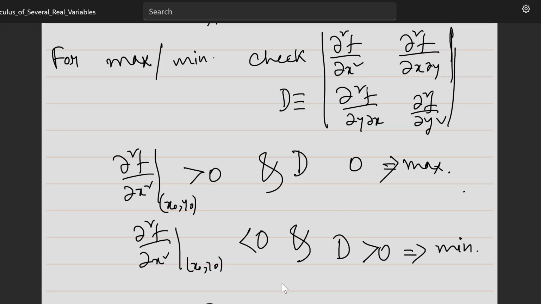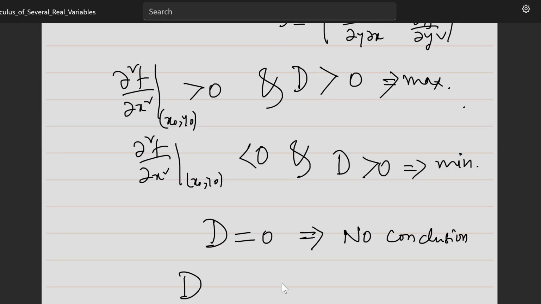Sorry, please check this. Both are positive, maxima. One positive, one negative, minima. 0, no conclusion. And D less than 0, what is x naught, y naught then? Maxima is D greater than 0 and del 2f del x2 greater than 0. Minima is D greater than 0, del 2f del x2 less than 0. D equal to 0, no conclusion. D less than 0 means it is a saddle point.